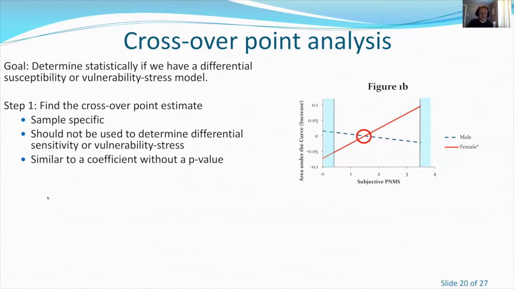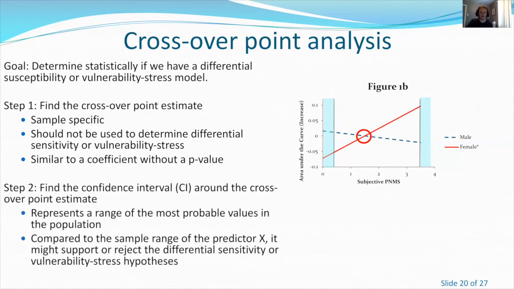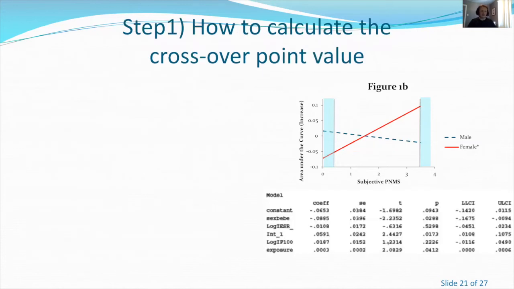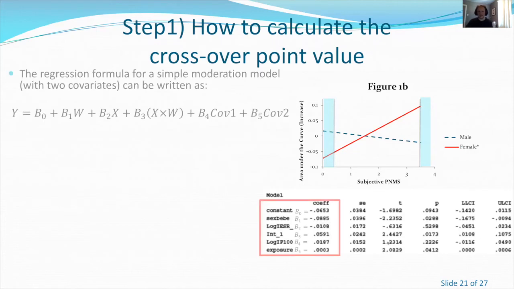So you're not sure if we have DS or VS. What we do then is to try and find the confidence interval around that crossover point estimate, which is a second step. In this presentation, I'll use this symbol here to show the confidence interval range. And it basically represents the range of the most probable values that you could find in the population. So we'll compare this confidence interval range with the range of the predictor X, in this case, subjective PNMS. And that will give us information about whether or not we have differential sensitivity or vulnerability stress. I'll show you the 3 possible scenarios in the following slides. But first, I'll go over how to calculate the crossover point value, which is the more mathematical slide. So we only have 2 slides, so it shouldn't be too bad. But it's important.